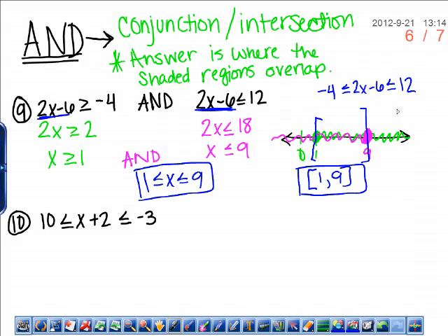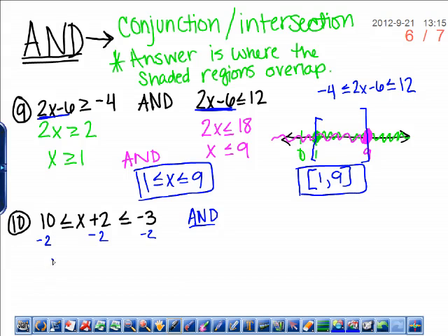Okay? So look at number 10. 10 is less than or equal to x plus 2, which is less than or equal to negative 3. With a compound inequality, this implies and. Okay? And just like up here, whatever I do to one side, I have to do to the other. Well, with a compound, whatever I do to one part, I have to do to all three parts. So here, to isolate x, what am I going to do? Subtract 2 everywhere.